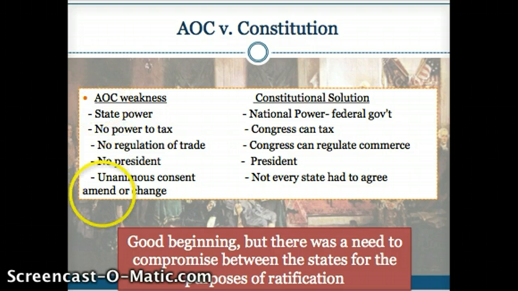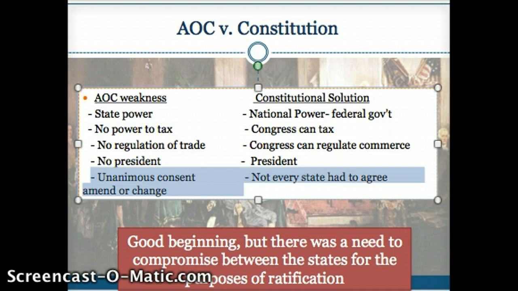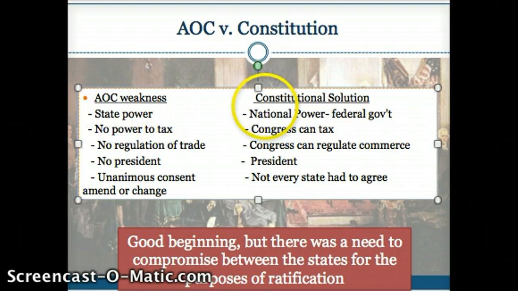Okay, earlier we had talked about the Articles of Confederation's weaknesses: that it gave the states too much power, that there was no power for the federal government to collect taxes, that they were asking states for money. There was no regulation of trade by a federal entity, so there was no monitoring of trade activities. There was no president to enforce laws, and with all of these weaknesses, nothing could be changed without all 13 of the states agreeing. So let's look at exactly how the Constitution provided a solution for those issues.